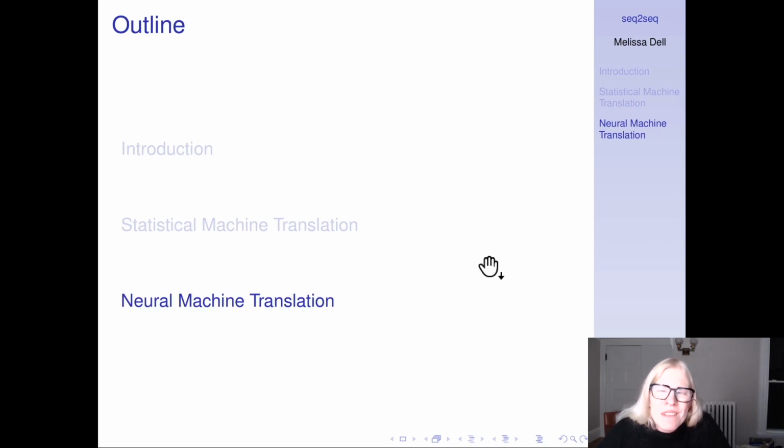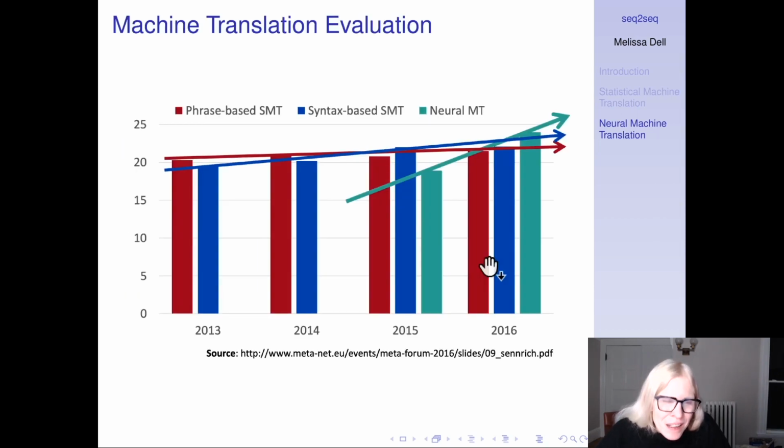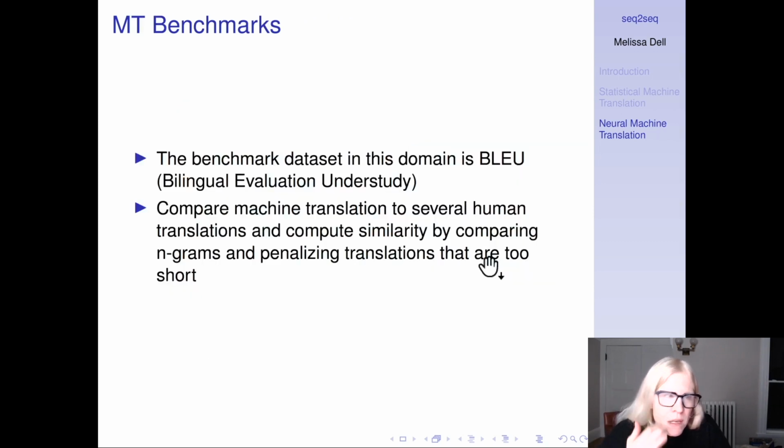Okay, so now neural machine translation. This is showing a benchmark, and neural machine translation is just going to come and, circa 2016, start totally blowing it out of the water. The benchmark often used in this domain is called BLEU, Bilingual Evaluation Understudy. It compares machine translation to several human translations and computes similarity by comparing n-grams and penalizing translations that are too short.